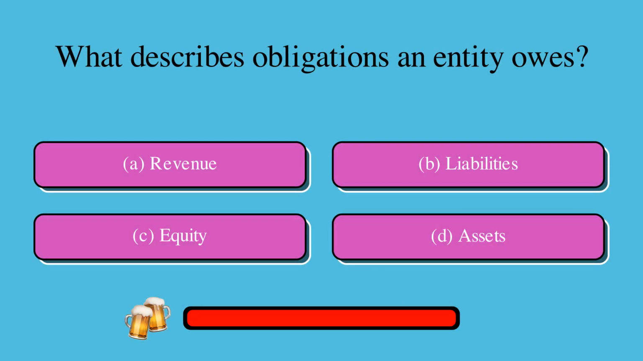What describes obligations an entity owes? Is it A. revenue, B. liabilities, C. equity, or D. assets? The correct answer is B. liabilities.